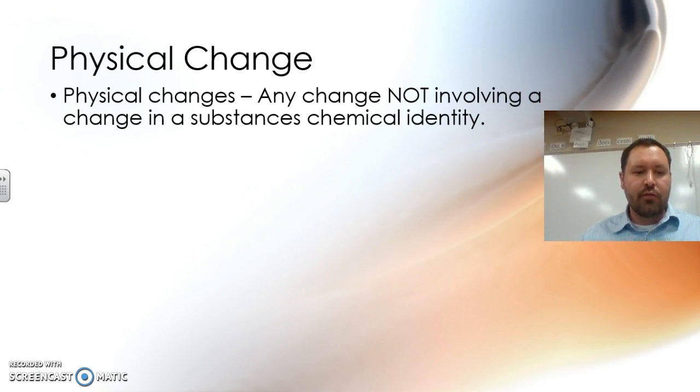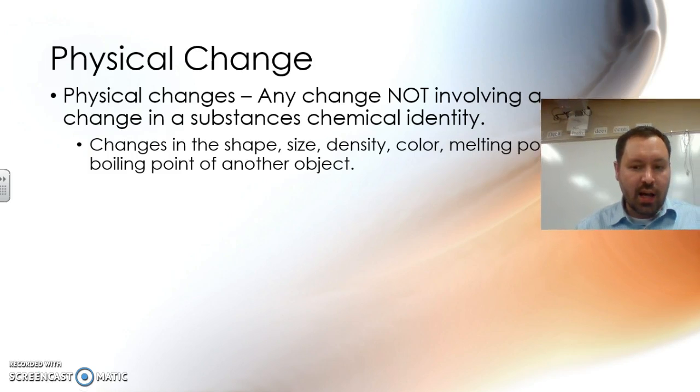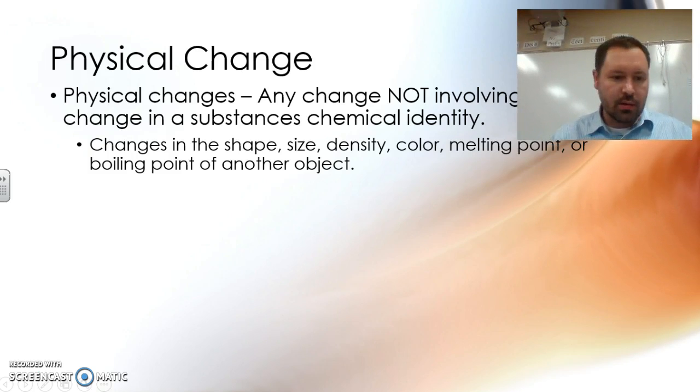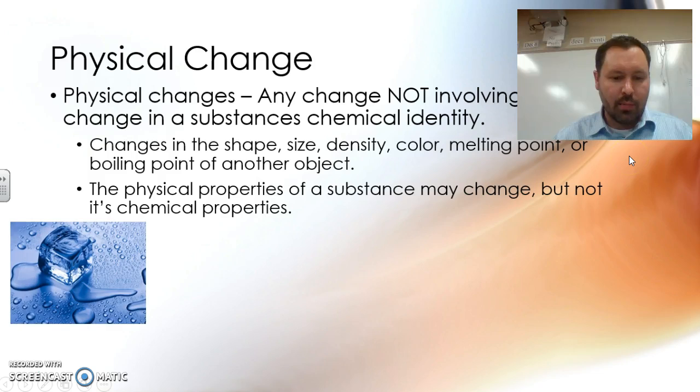Okay, we're almost done. A physical change. A physical change is any change not involving a change in the substance or the chemical identity of a substance. For example, changing the size, the density, the color, the melting point, the boiling point of an object, those are all physical changes. I should give you some examples here, and I will in a second. The physical properties of a substance may change, but not its chemical properties.